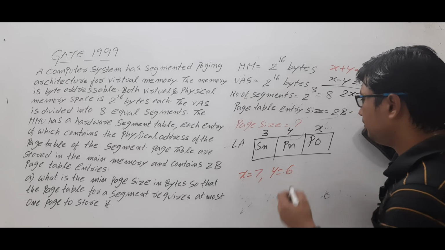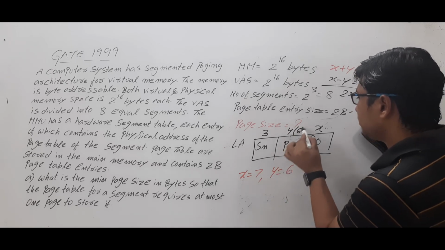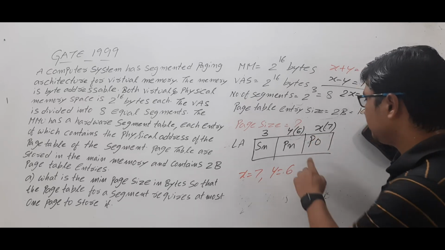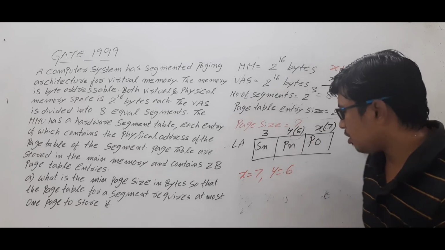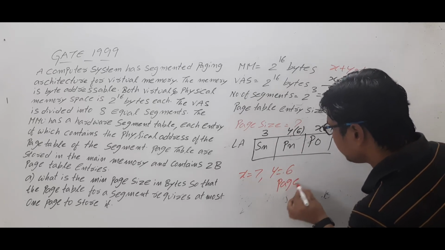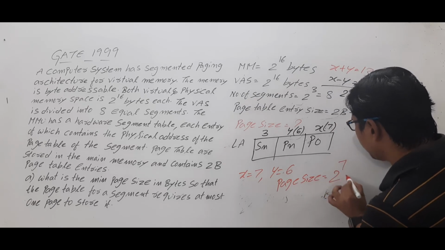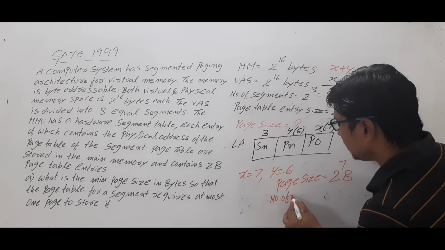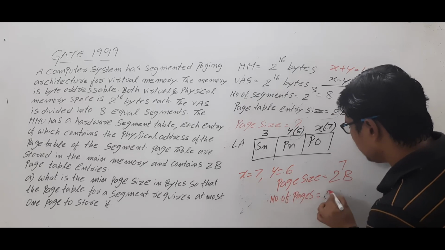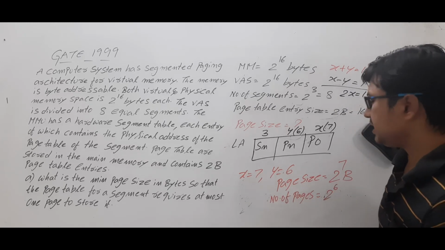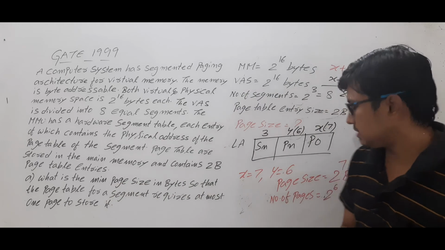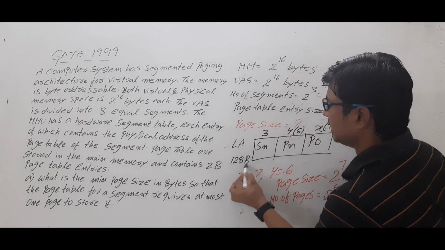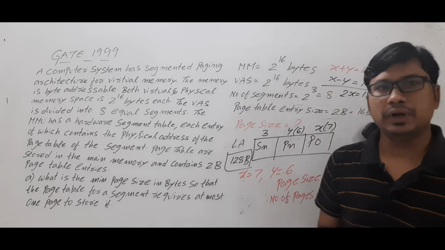Meaning that the number of bits required for the page number will be 6 and the number of bits required for the page offset will be 7. If 7 bits are required for the page offset, what will be the page size? Page size will be equal to 2 power 7 bytes. Similarly, the number of pages will be equal to 2 power 6. Okay, so the page size they are asking, what is the minimum page size? Minimum page size is 2 power 7, which is 128 bytes. Is it clear? Are you able to understand it or not?